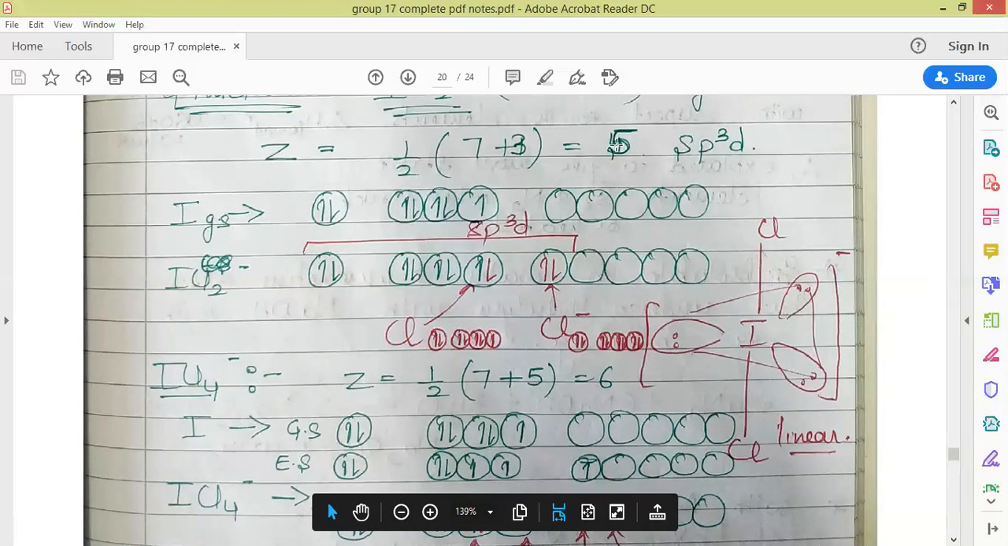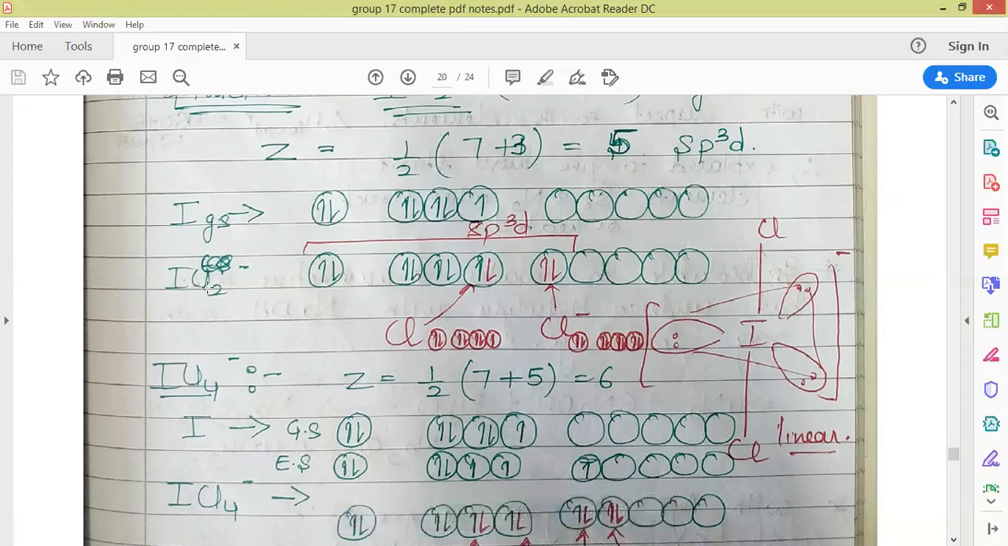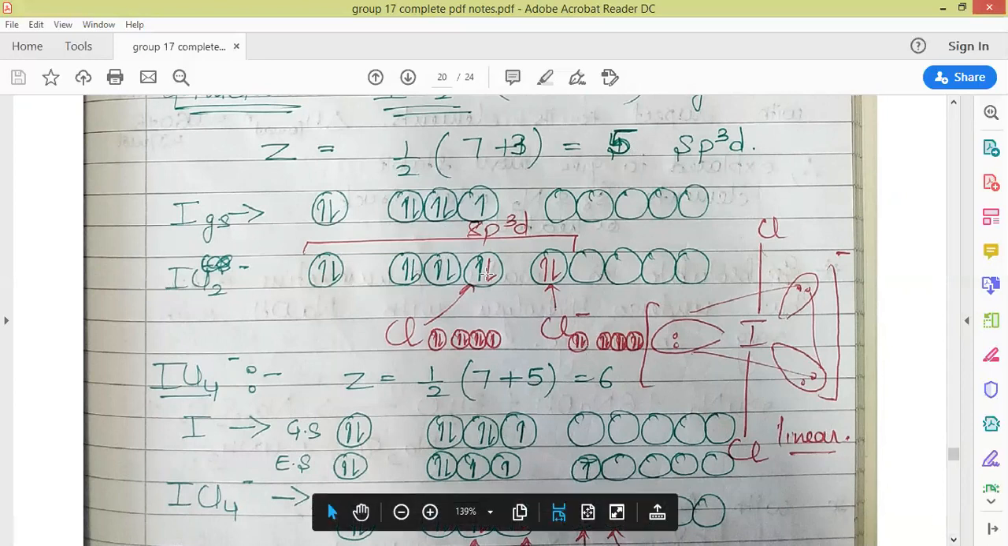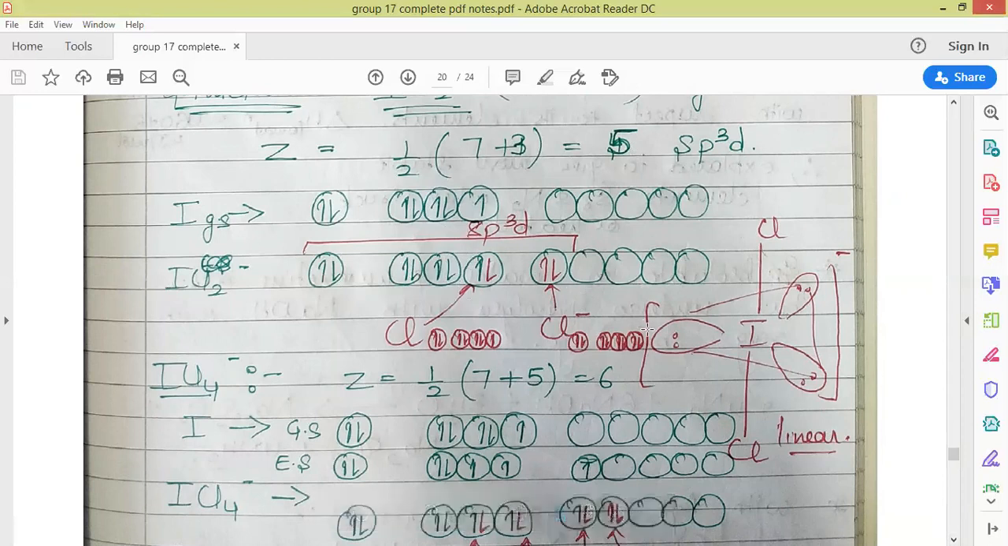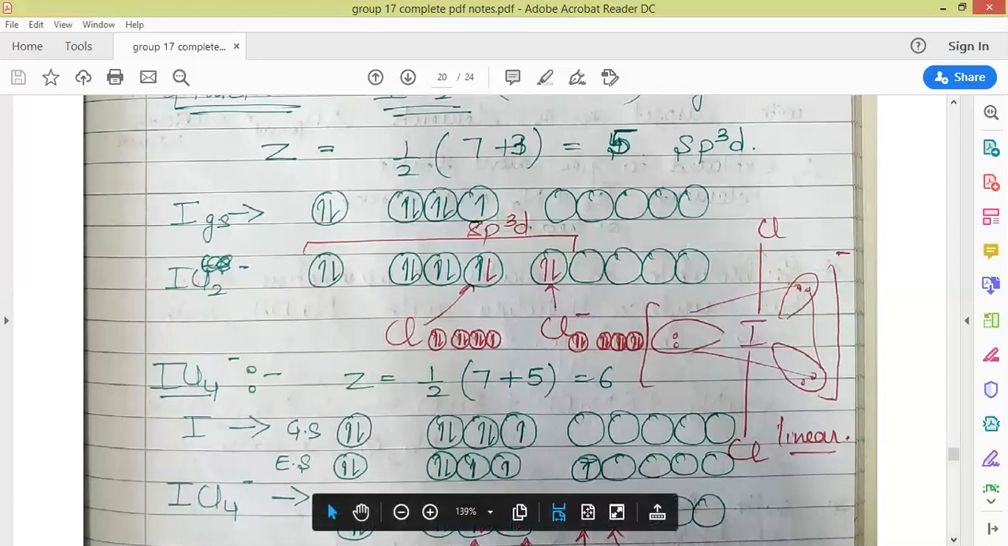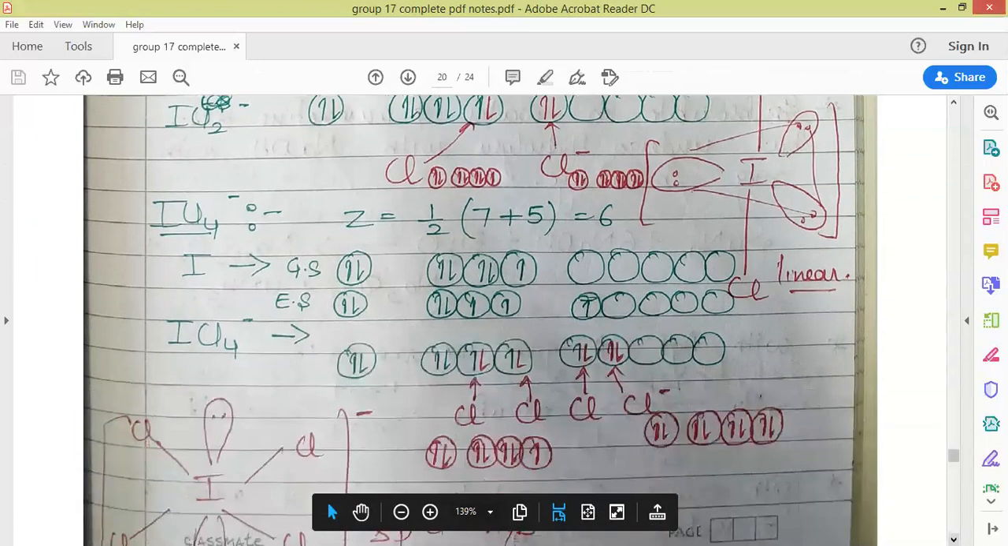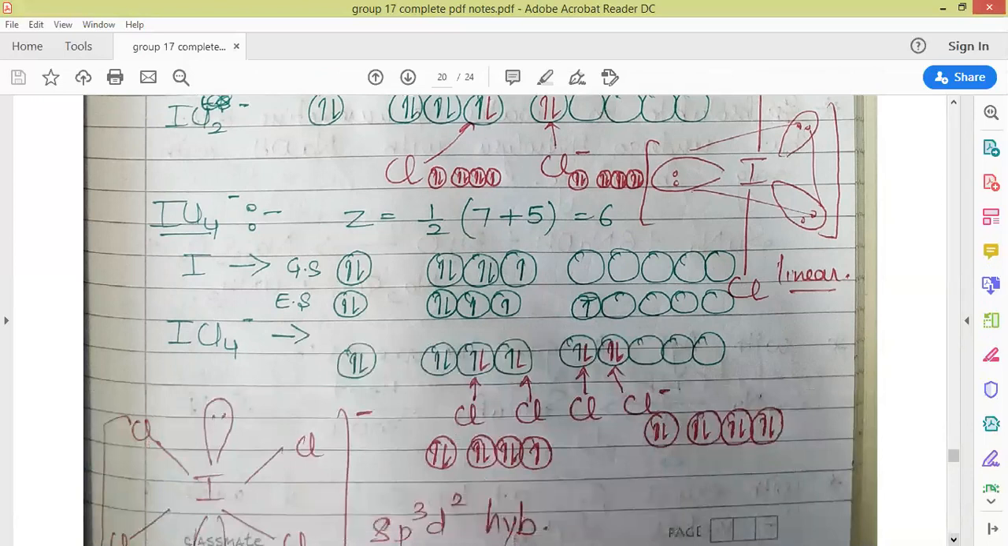Once the value of Z comes out to be 5, then we have to see how many bond pairs are present. As we can see, there are 2 chlorines with 1 iodine, so 2 bond pairs are there. Then there must be 3 lone pairs, that is 5 minus 2 is 3. So we are not required to promote any electron to an excited state, as the requirement is of just 1 unpaired electron and 1 vacant orbital. So the hybridization is going to be sp3d, the geometry is going to be trigonal bipyramidal, and the shape is going to be linear.